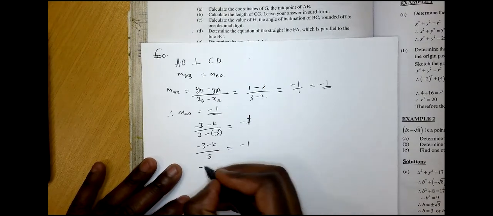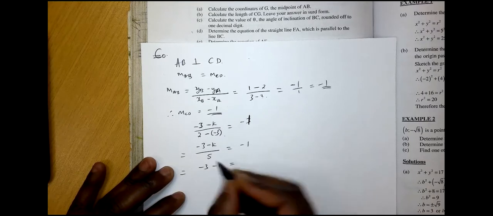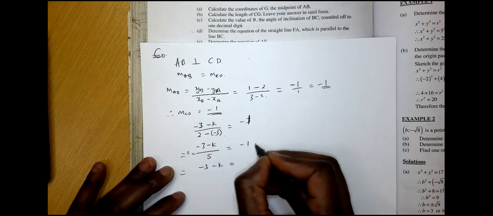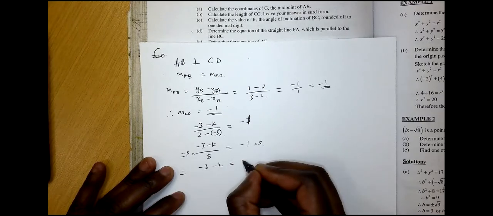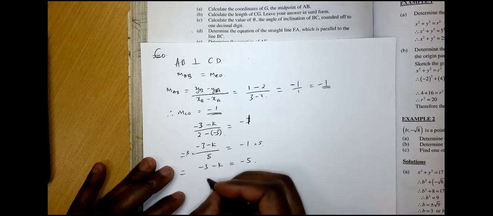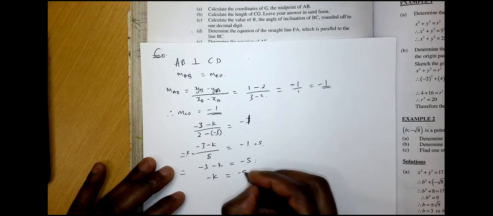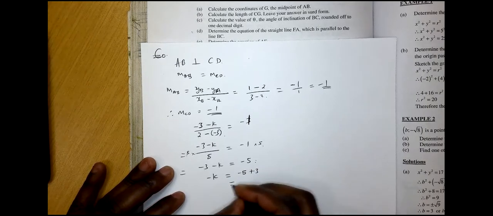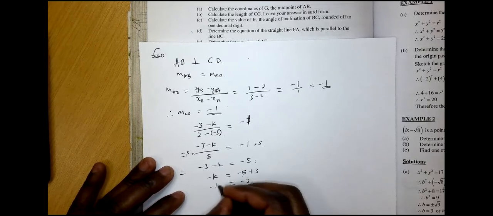Then negative 3 minus K is equal to, we multiply by 5 throughout. So we cancel the 5 here. Then negative 5 times 1, it's 5 times negative 1 times 5, we get negative 5, okay? Then we say negative 3 minus K is equal to, we take this K, 3, going to be positive, that side is going to be negative 5 plus 3, which is equal to negative 2. So this is negative K.